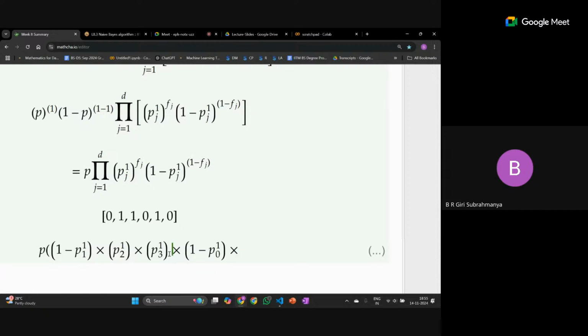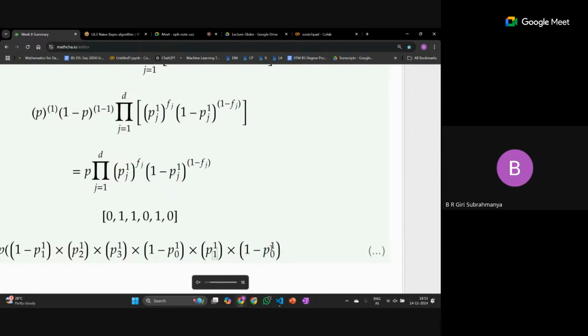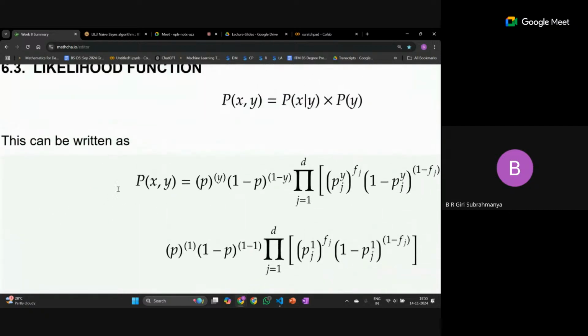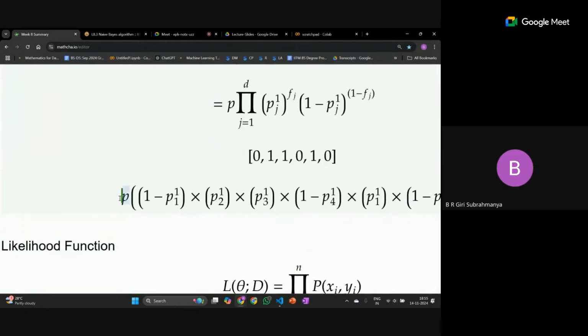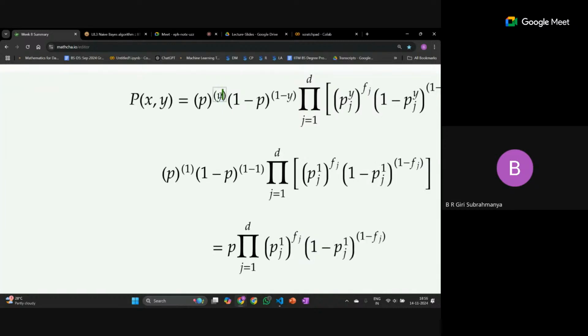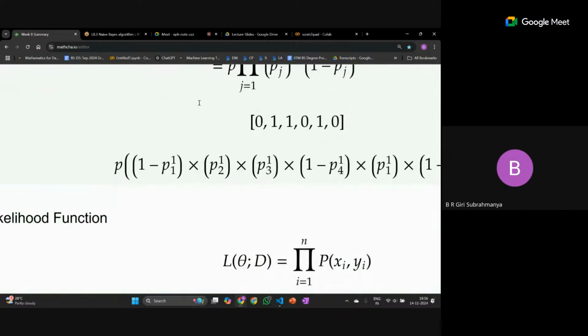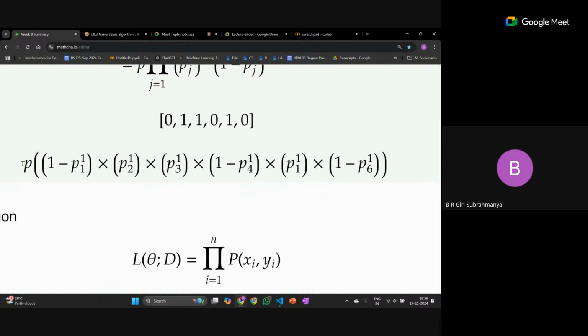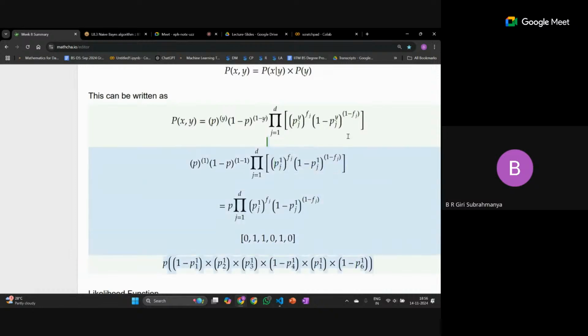And for the fifth feature, you are having 1. For the last feature, you are having 0. So this is just a multiple of all these things. This is P of x and y, so this is P of y being equal to 1. Now if the label is 1, you will have this one, because y is 1, so 1 minus 1 will become 0, so you'll have this part alone. And the powers are all 1 because the label turns out to be 1. So this is for feature 1, feature 2, feature 3 up to feature 6. This is the expression.